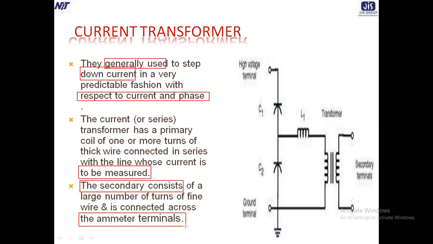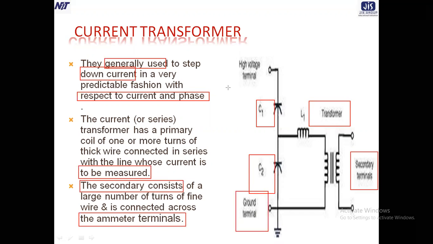So where it is connected across the ammeter terminal, this is the secondary terminal, this is the transformer, C1, C2, ground terminal, high voltage terminal. Okay, this is the inductor.